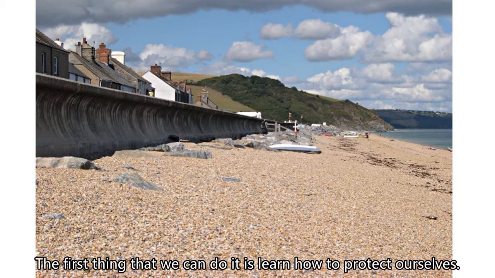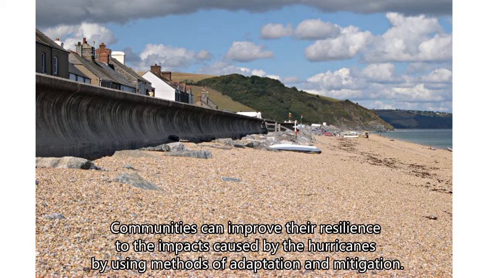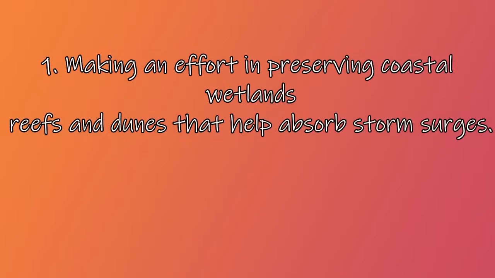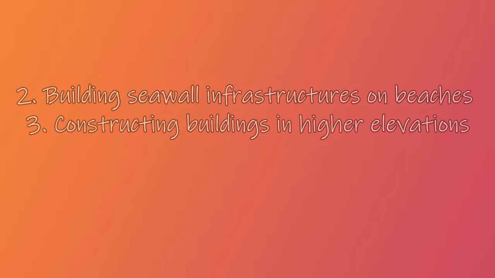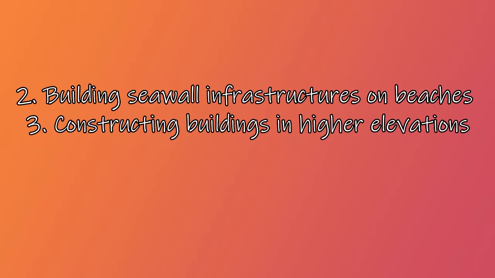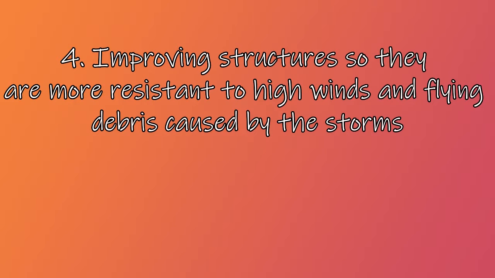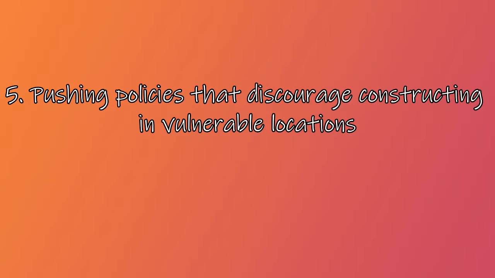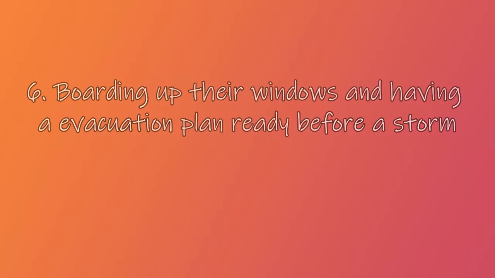The first thing that we can do is learn how to protect ourselves. Communities can improve their resilience to the impacts caused by hurricanes by using methods of adaptation and mitigation. This includes making an effort to preserve coastal wetlands, reefs, and dunes that help absorb storm surges, building seawall infrastructure on beaches, constructing buildings in higher elevations, improving structures so they can be more resilient to high winds and flying debris caused by storms, pushing policies that discourage constructing in vulnerable locations, and boarding up windows and having an evacuation plan ready before a storm.